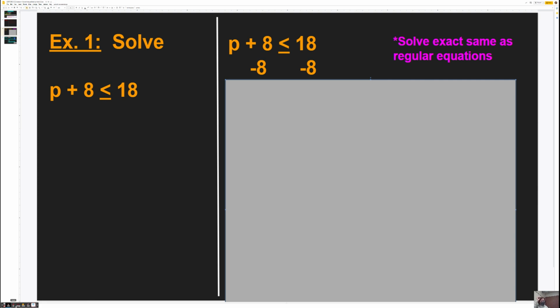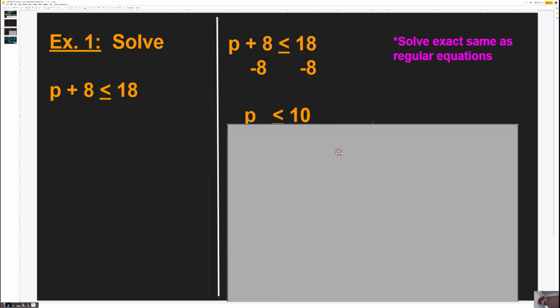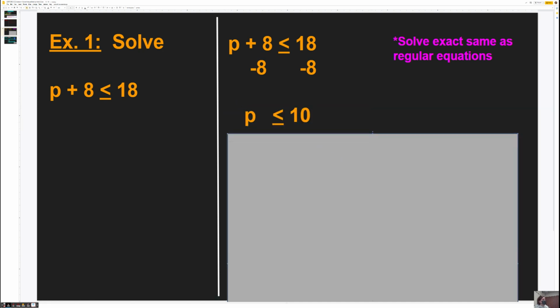Again, the reason why we subtract 8 from both sides is we need that plus 8 to cancel. And the subtracting 8 undoes this addition. And again, whatever we do to one side, we need to do to the other. So we know that plus 8 and that minus 8 cancel. It makes a 0 pair, and it leaves us with the solution P is less than or equal to 10.